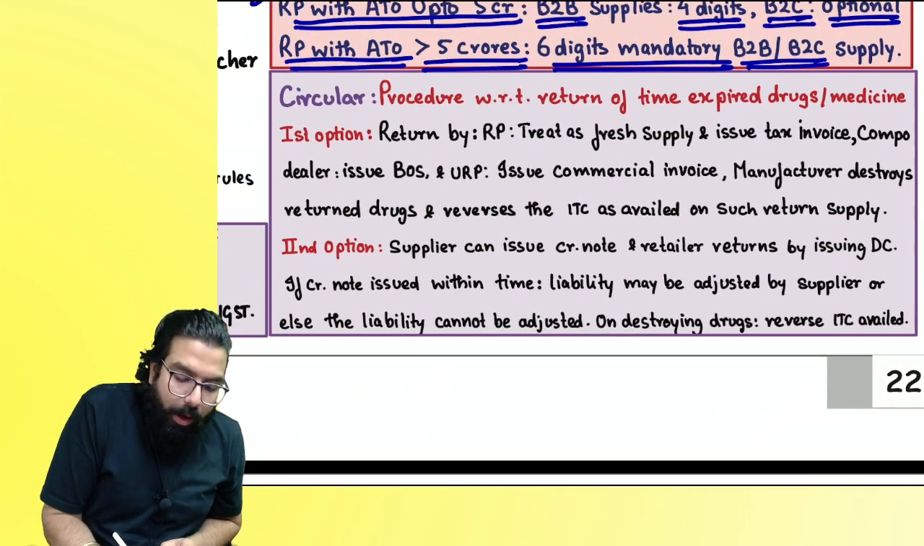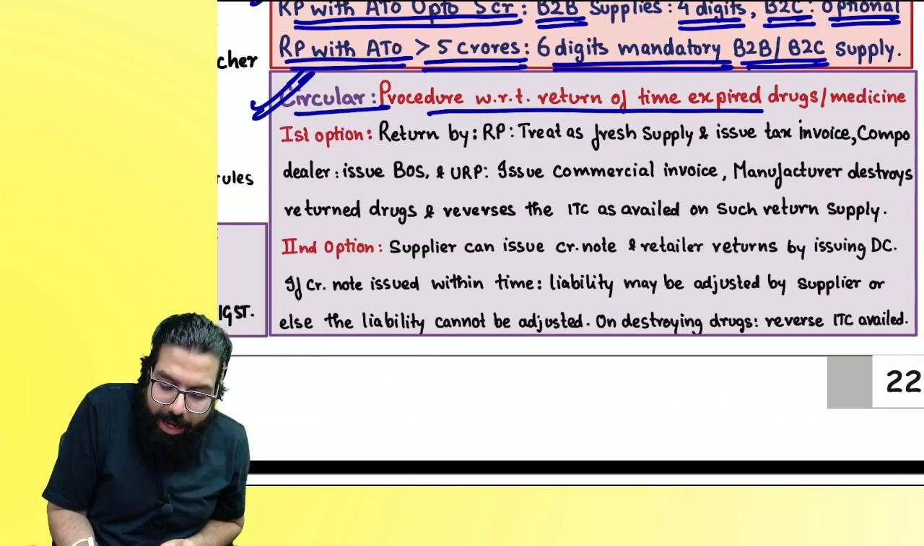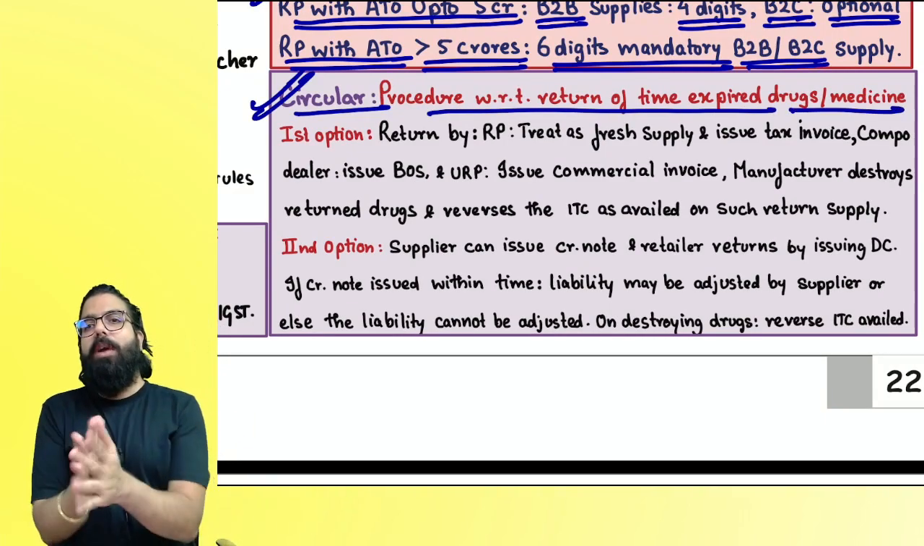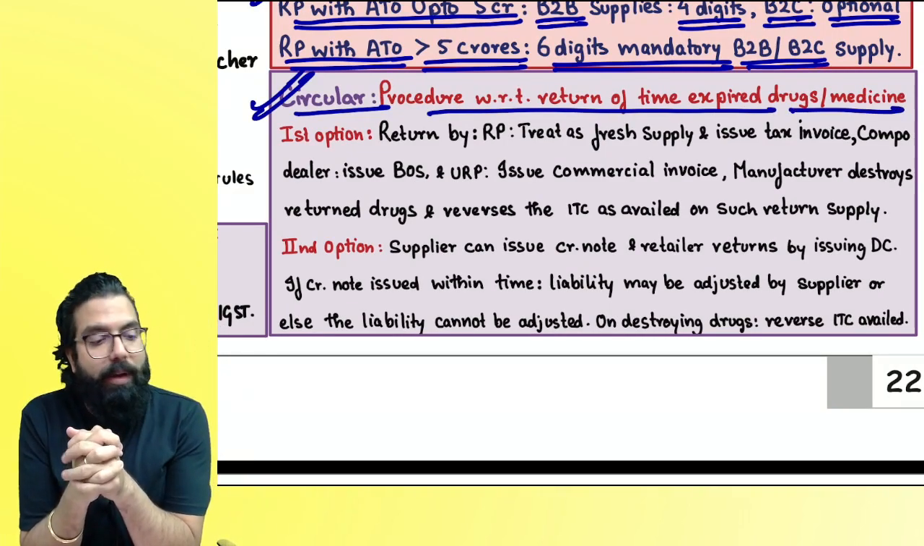Circular with respect to time expired drugs or medicine. Everyone, what was happening in the medicine industry? People were facing a problem.